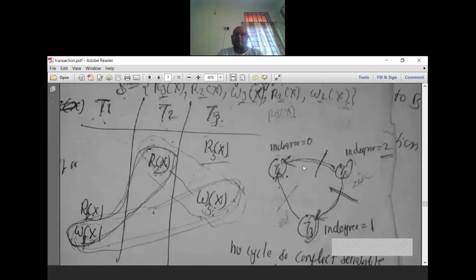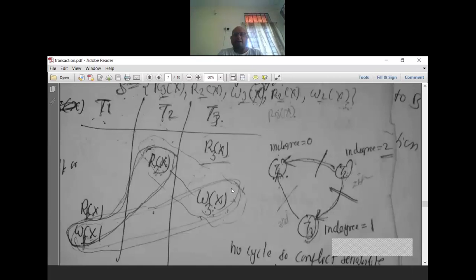In this way I have marked, because there is a conflict operation from T2 to T1. And now I will see here T2 to T3, there is a conflict operation. This is a conflict operation between T2 and T3. So I have marked here T2 to T3, there is a conflict operation.